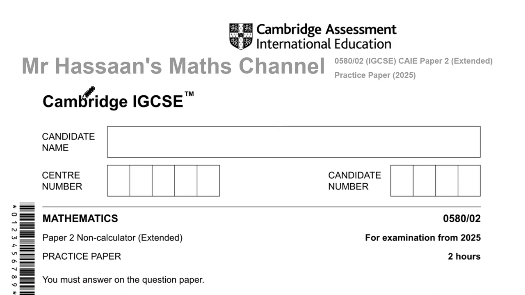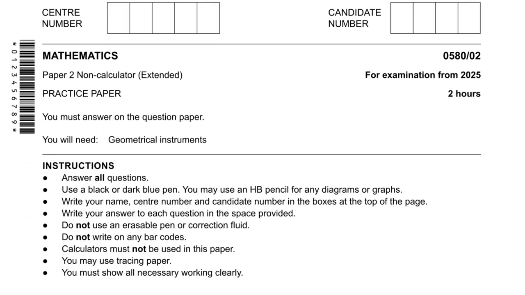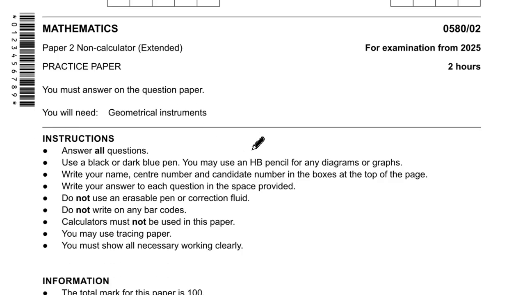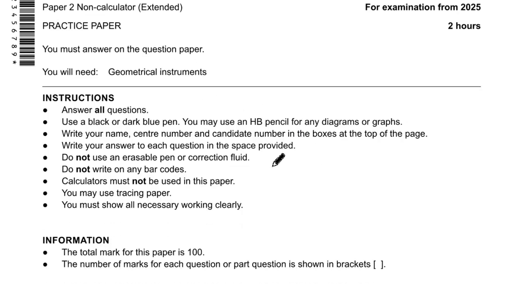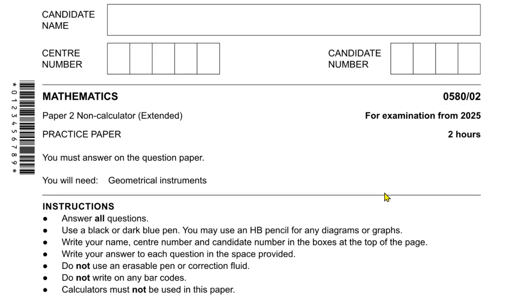So first of all, this paper, as we can see, it's a 2-hour paper, no calculator allowed. Okay, some instructions are given here. It's 100 marks, and you can use tracing paper, for example. Don't use erasable pens, don't use whiteout. Okay, those should not be used. And you must use a black or dark blue pen. And for diagrams, you should use a pencil.